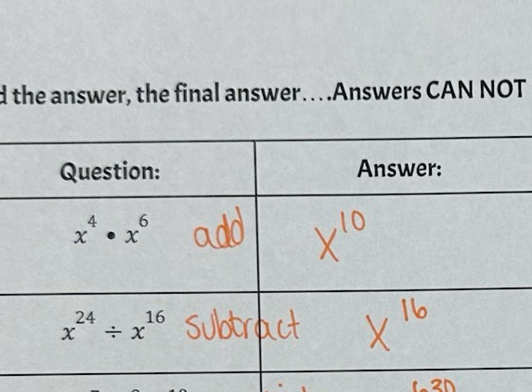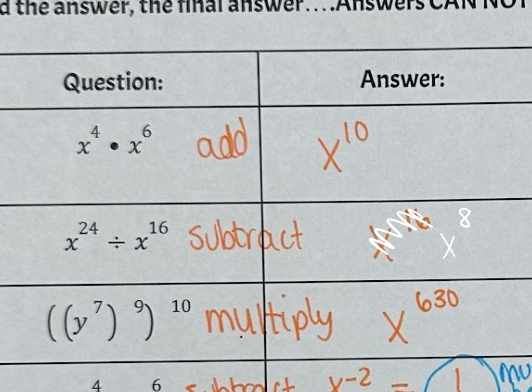Next one is x to the 16th. That's not right. It's not x to the 16th. 24 minus 16 is 8. It should be x to the 8th. Subtract the exponents.